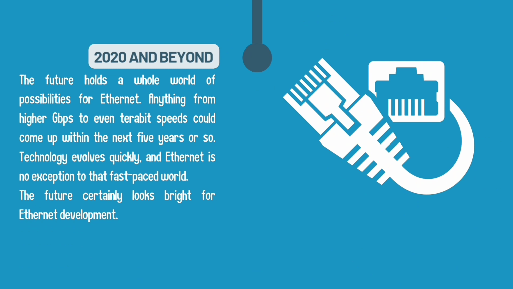2020 and beyond, the future holds a whole world of possibilities for Ethernet. Anything from higher Gbps to even terabit speeds could come up within the next 5 years or so. Technology evolves quickly, and Ethernet is no exception to that fast-paced world. The future certainly looks bright for Ethernet development.